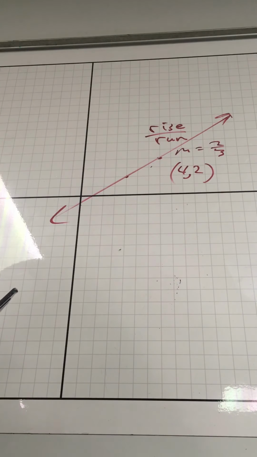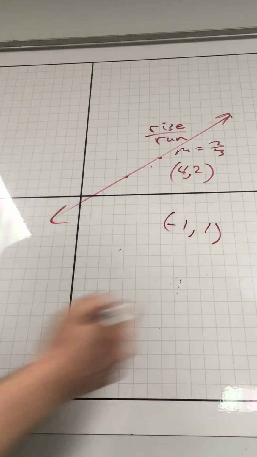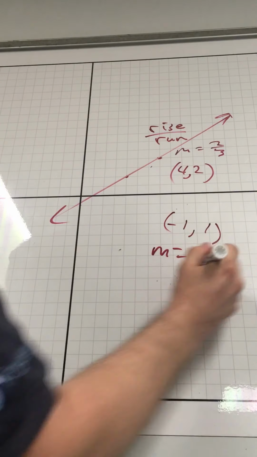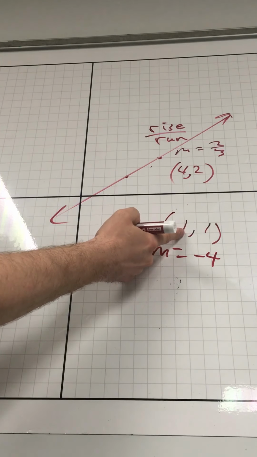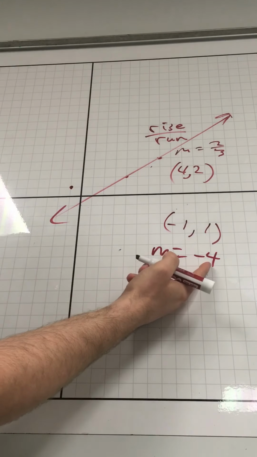Follow along with me, page 363, number 23. This one says the point is (-1, 1). And then the slope, it says, is -4. Okay, so let's start with our point. Of course, we always put our point, (-1, 1). Here it is. There's our first point, and then we're going to use the slope to get the other.